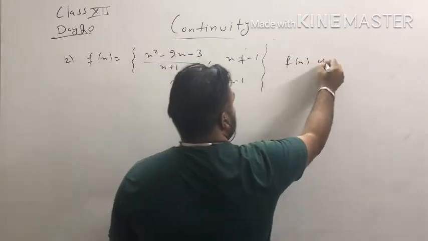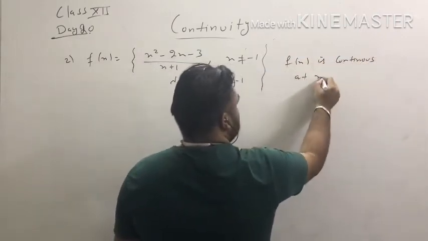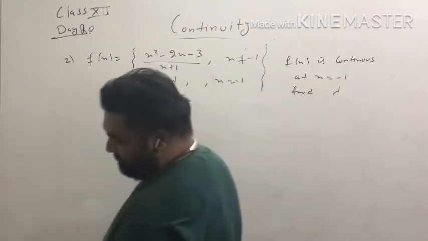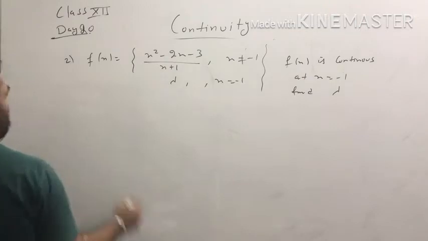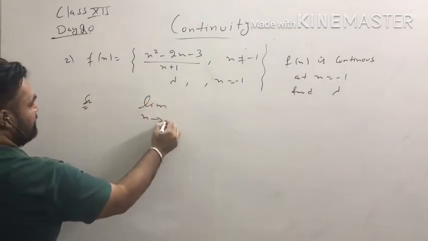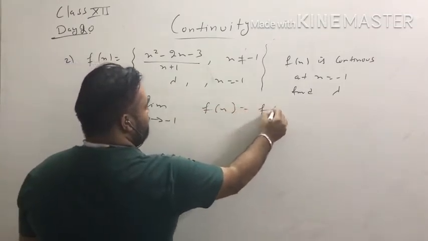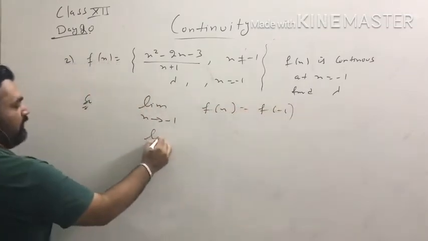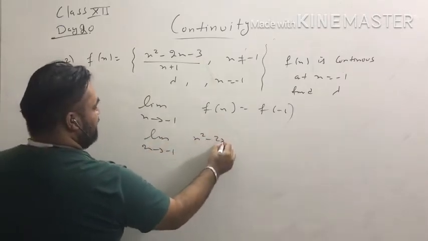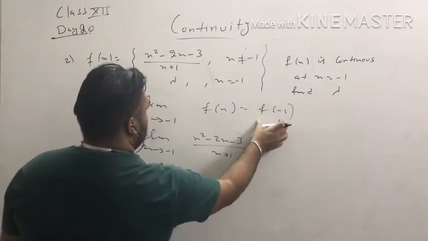Now f(x) is continuous at x equals to minus 1. Find lambda. Again, the first step is the same. Limit x tends to minus 1, f(x) equals to f(minus 1). Now limit x tends to minus 1. What is f(x)? x square minus 2x minus 3 upon x plus 1 equals to the value of f(minus 1).